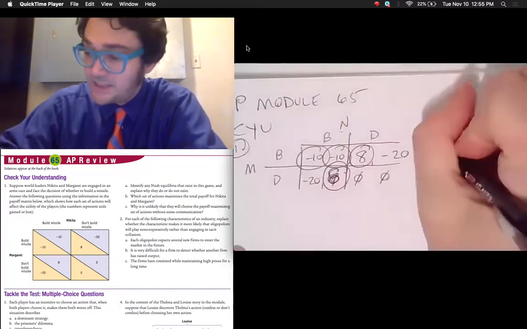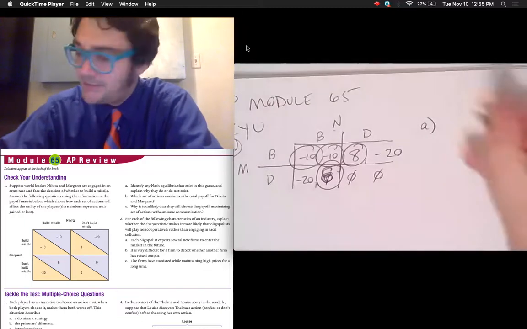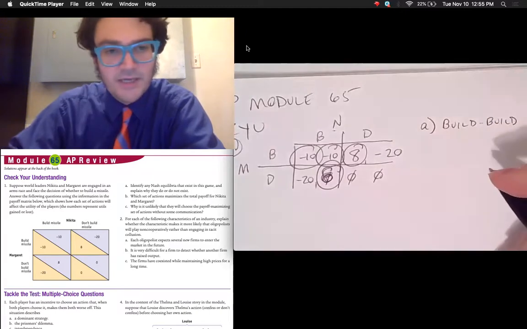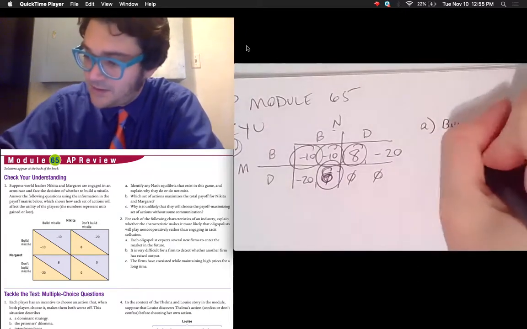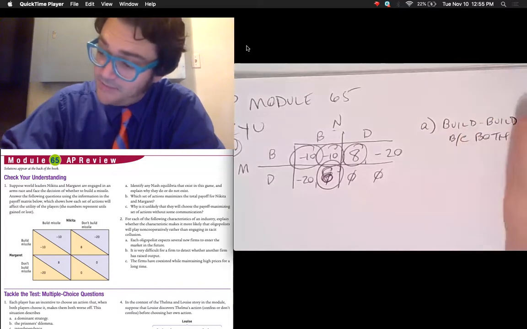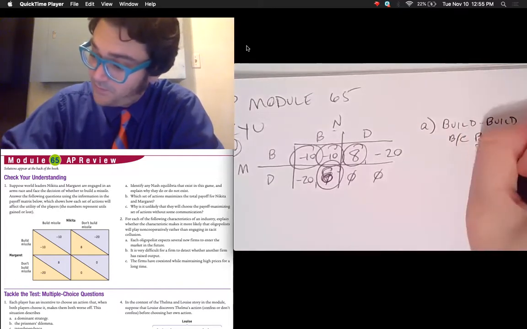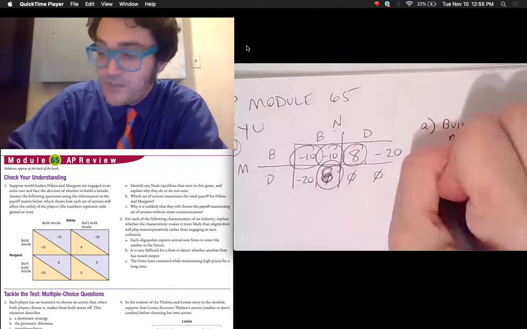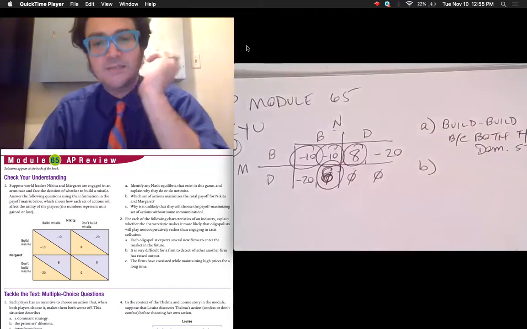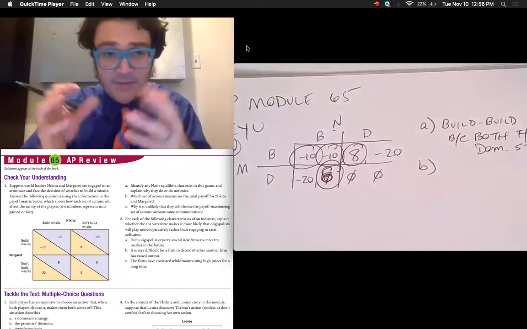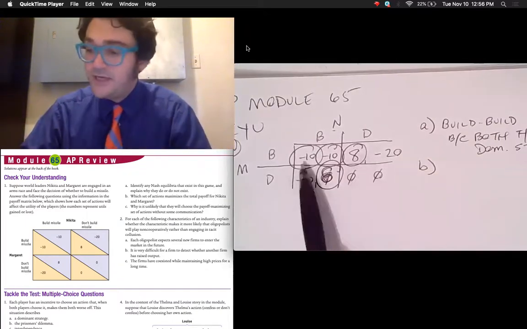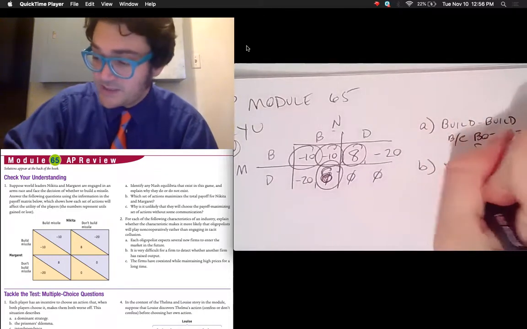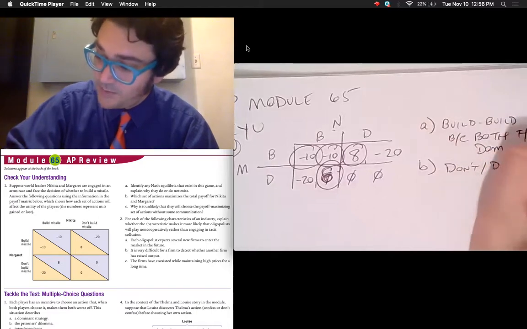And so for A, identify any Nash equilibria and explain why they exist, we would say build, build, because both have a dominant strategy to build. For part B, which set of actions maximizes the total payoff for Nikita and Margaret? This would just add the two numbers together. If we end up here, that's -20. If we end up here, that's -12, -12, 0. So don't build is actually the best option. But they're not going to end up there.